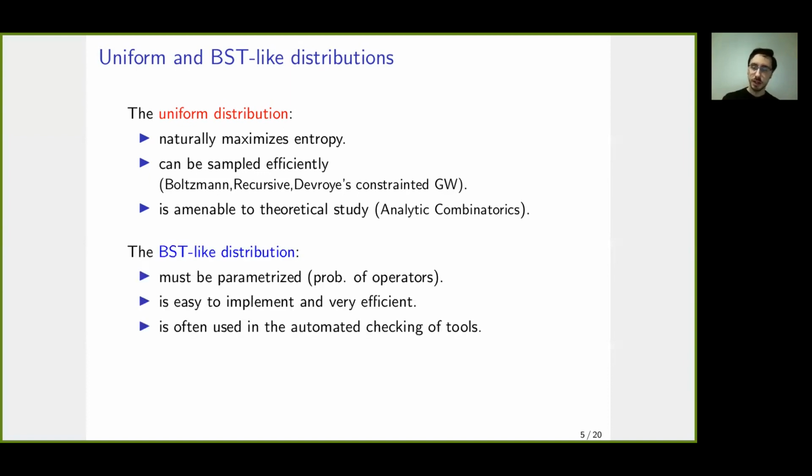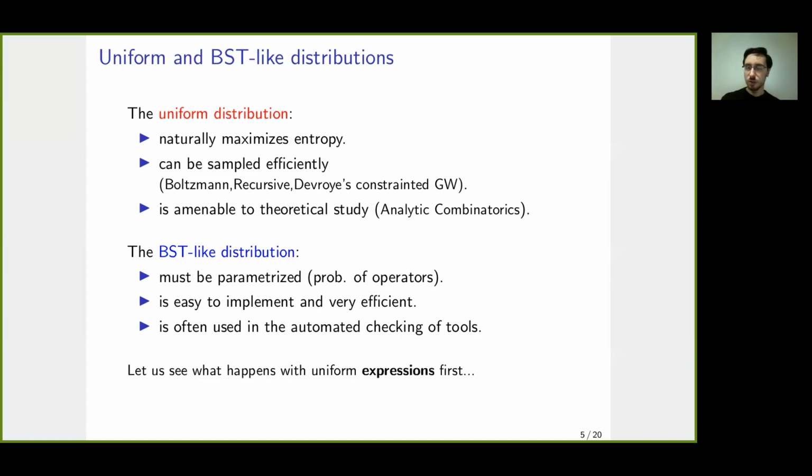Now, in the case of the BST-like distribution, this distribution is used in automated checking of tools. The reason for that, I think, is that for one, it can be parameterized, meaning the probabilities of the operators and the leaves. And it's very easy to implement and very efficient.